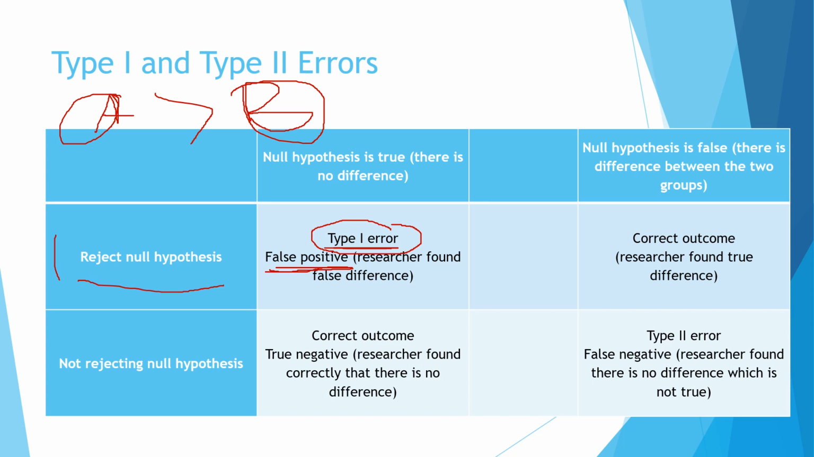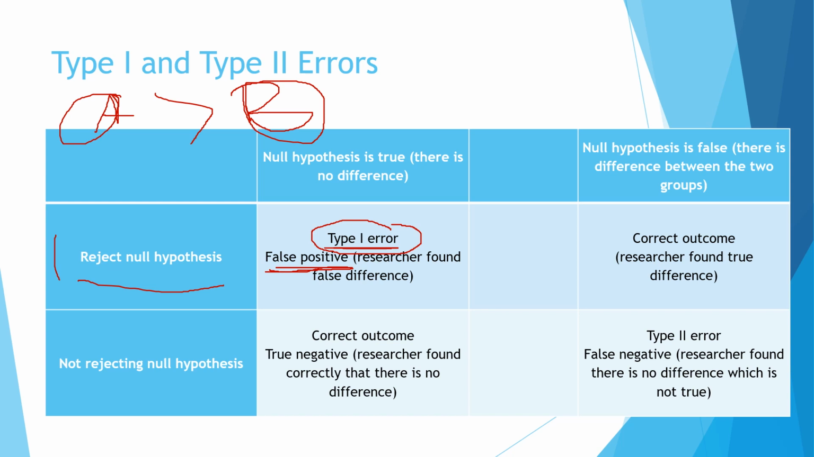Let's give another scenario. Again, the hypothesis was that treatment A is better than B, so the null hypothesis is that A and B are the same. The researcher does the study and he finds both are equal. But in reality, A was actually better than B.